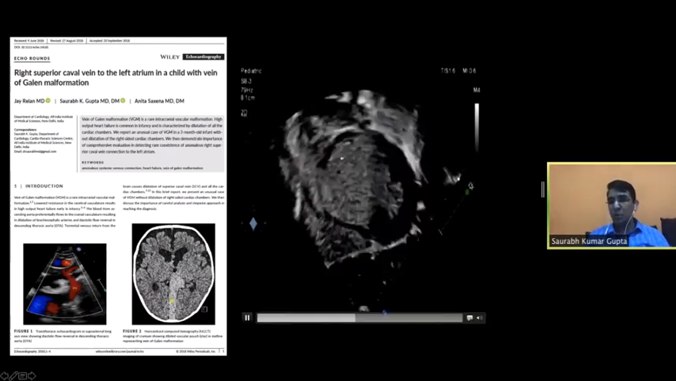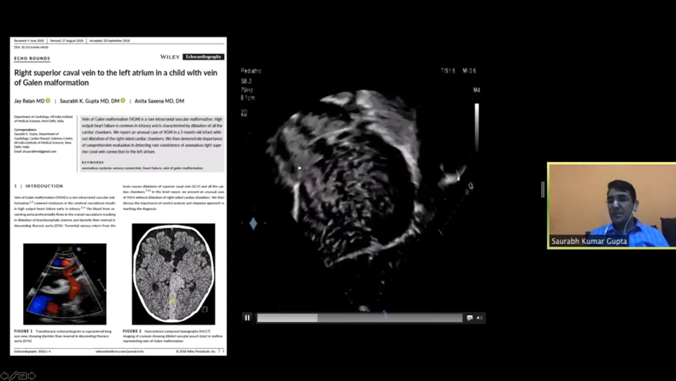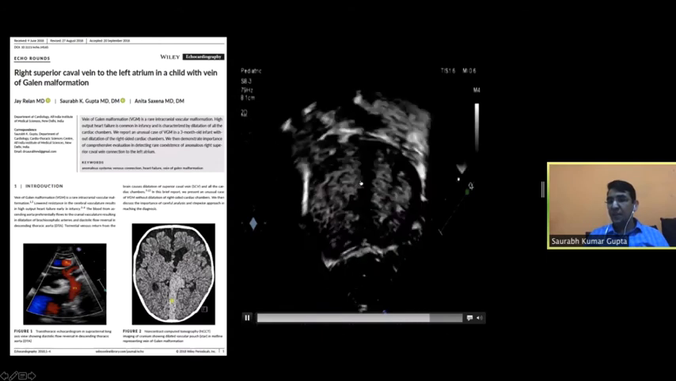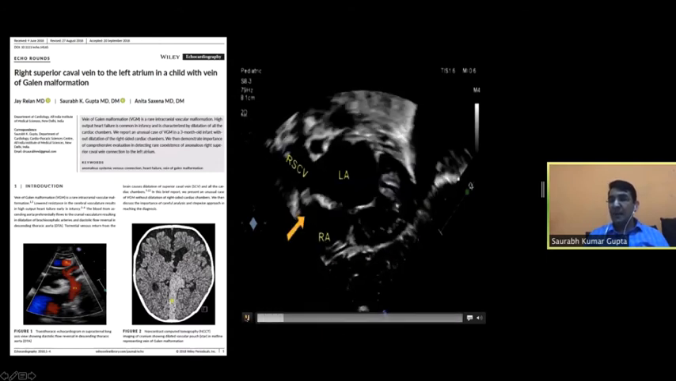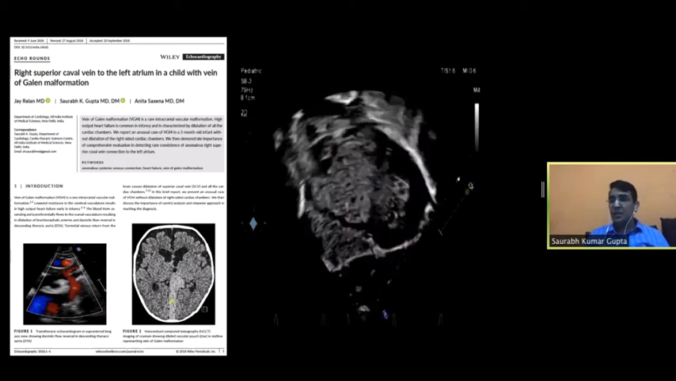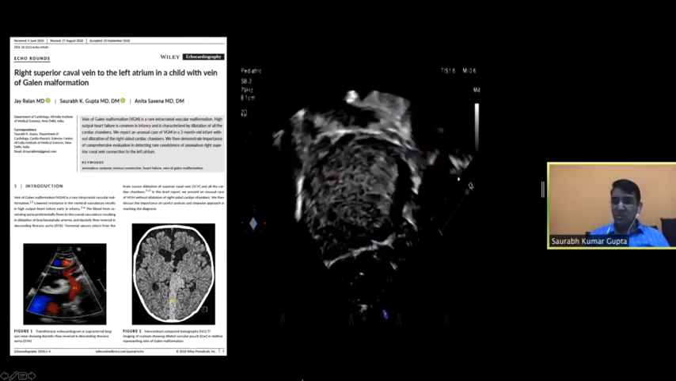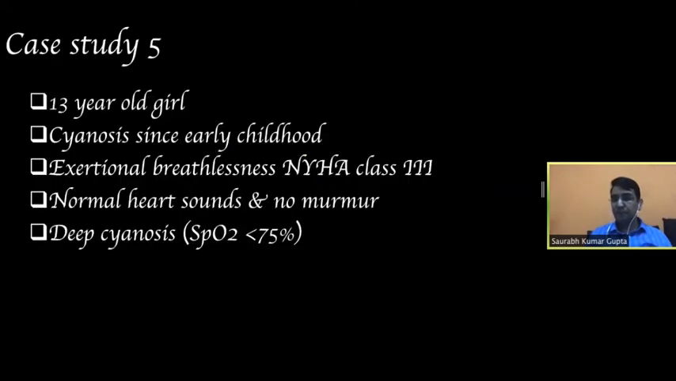And as you can see over here, I'll play again from the beginning. This is the right SVC from which the contrast injection is coming, and then it is filling the left atrium and the left ventricle before anything is filled on the right side. And it again suggests that the right SVC is anomalously connected to the left atrium. So saline contrast echocardiography can easily help if your normal echocardiography is getting confused because of additional lesions within the heart or outside the heart.